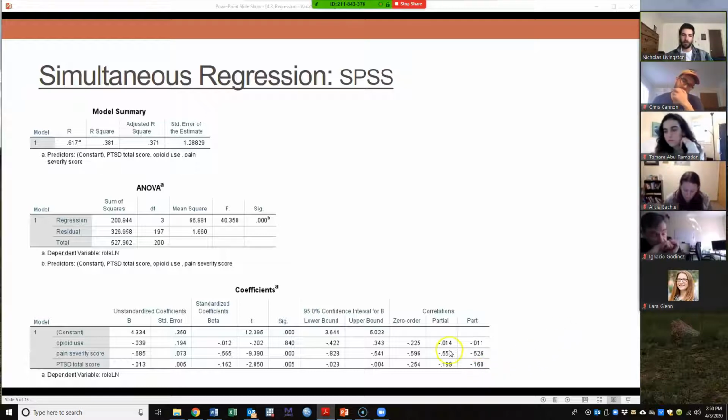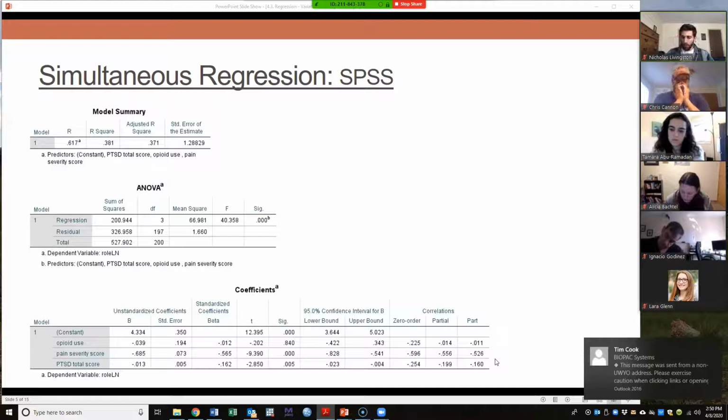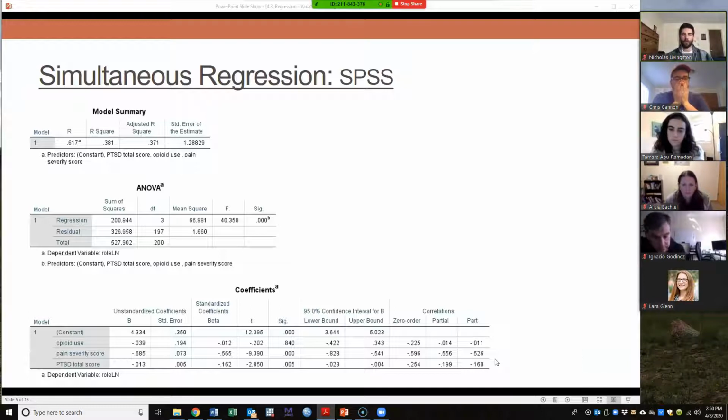Yep. And so if we were to square our partial correlation, if this is the proportion of residual variability shared with a predictor, our part correlation, this is the total variability. So if I take my semi-partial correlation between pain severity and role function, it is 0.526, and I square that, I'm going to get a value of 0.277, right? And I can interpret that as saying 27.7, close to 28%, of the total variability in the natural log of role functioning is uniquely attributable to pain severity, okay?